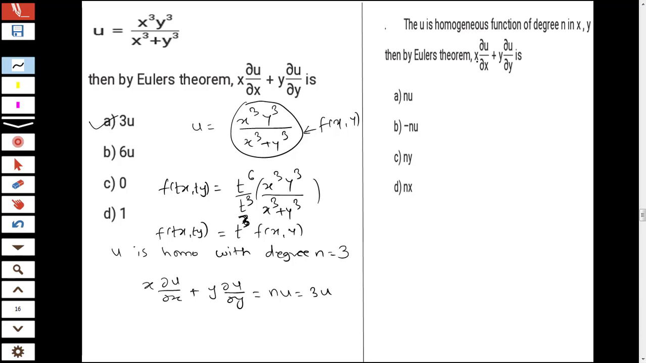Here is a pure theory example. u is homogeneous in x and y with degree n. So it is n u directly.